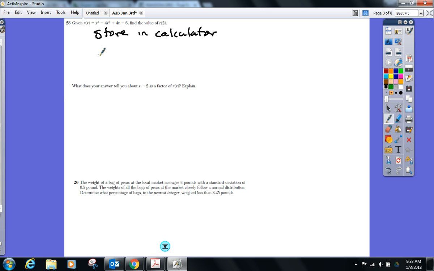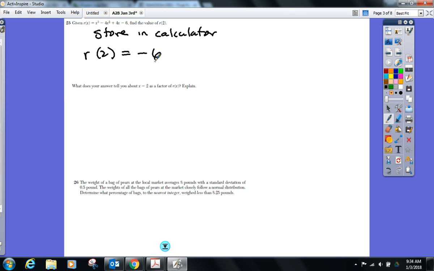And what do we get when we plug in 2? R of 2 is equal to? After you plug in 2, what's our final result? Negative 6. Boom. Okay, everyone's good on that part. Just plug it in. Plug and chug. Store button on your calculator. If not, plug it in. Just plug in 2 and figure it out.